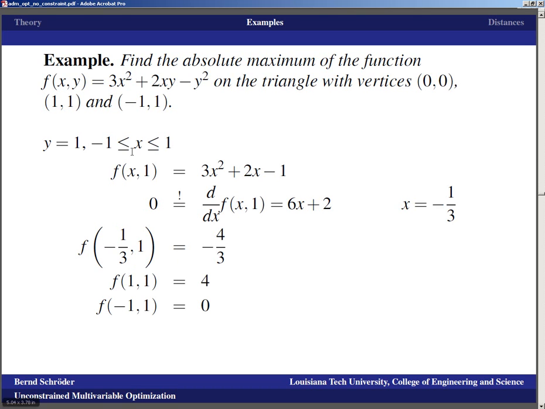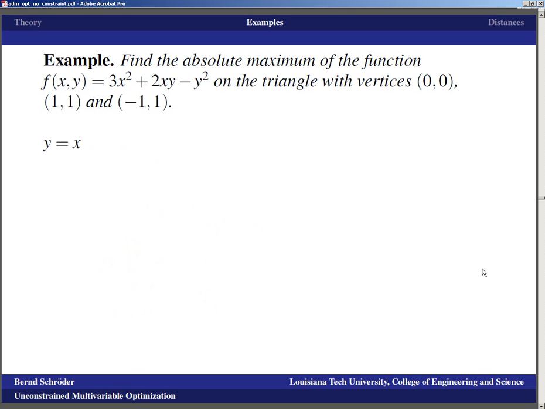And we have to find out f of negative 1, 1, which is 3 minus 2 minus 1, which is 0. So far, the absolute maximum is 4. And even though the question doesn't ask for it, the absolute minimum actually is negative 4/3. Let's take a look at the other pieces.